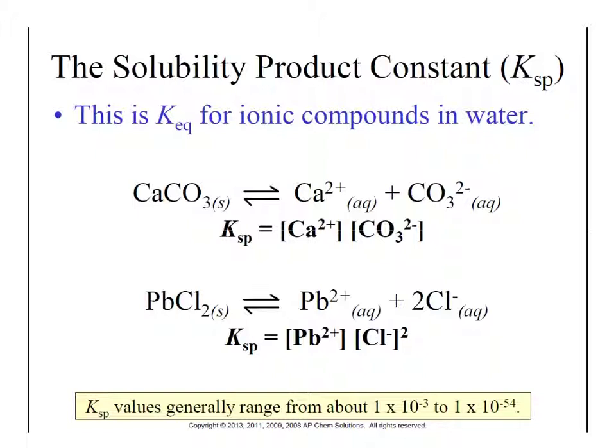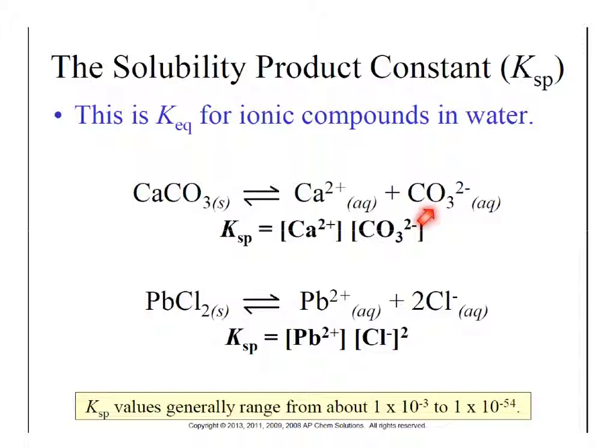That K, it's the equilibrium K. We're just dropping the SP down there because we're talking about the solubility product. So things that dissolve, ionic compounds at least, something like calcium carbonate, which we know is insoluble, quote unquote. But in all actuality, it does dissolve. It's just that the concentration of Ca2+ and CO3 2- is so small that we consider it insoluble.